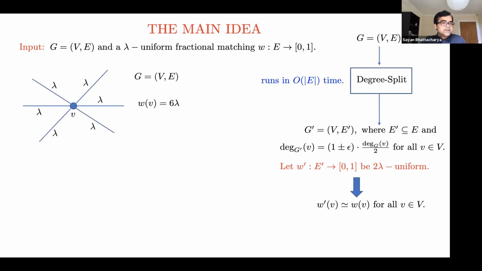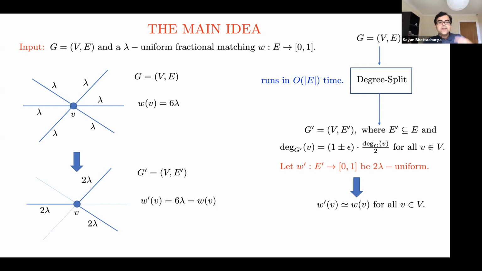And what is going on is actually very simple. So consider this node V. It has 6 edges incident on it in G. Its total weight was 6 lambda. The degree split subroutine will output a subgraph G prime, where this node will have degree 3. And these surviving edges in E prime, we will double their weights. So the weight of the node V in this new matching will still remain 6 lambda. It's equal to its old weight. That's all that is going on.